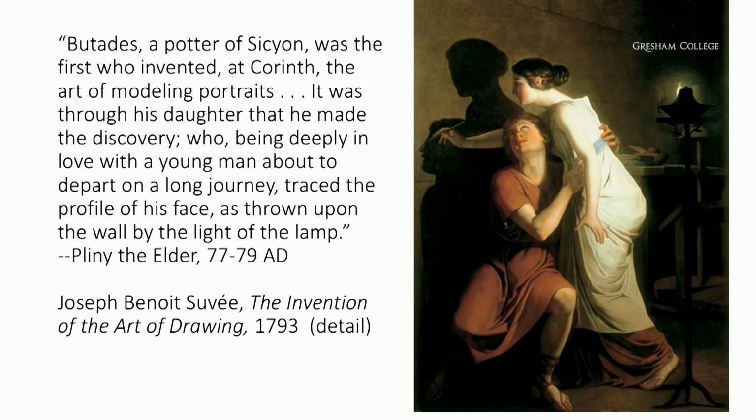of the lamp. So here's an 18th century version of that story. We see the young lady, she has her stylus, she's tracing the profile of her young lover. He's about to go away. The story doesn't tell us any more about this, but it's usually theorized that he's going to die, and the only thing she's going to have left is his outline, his shadow, his silhouette.